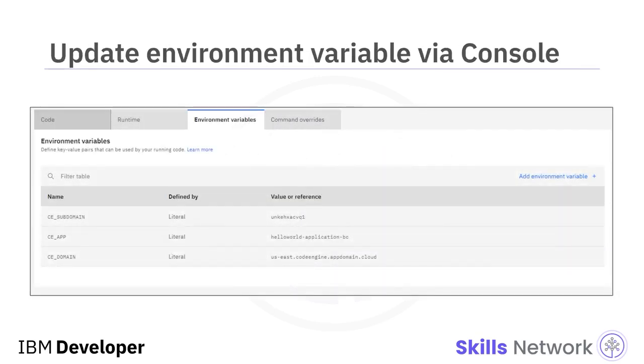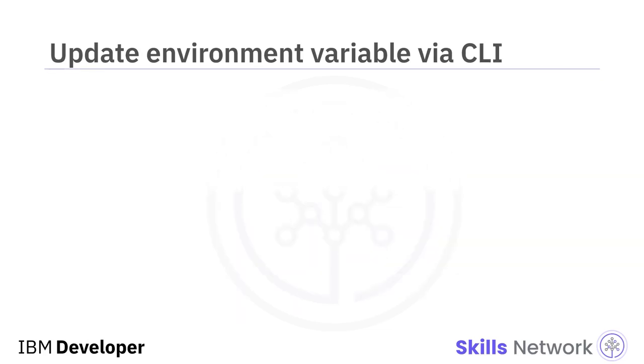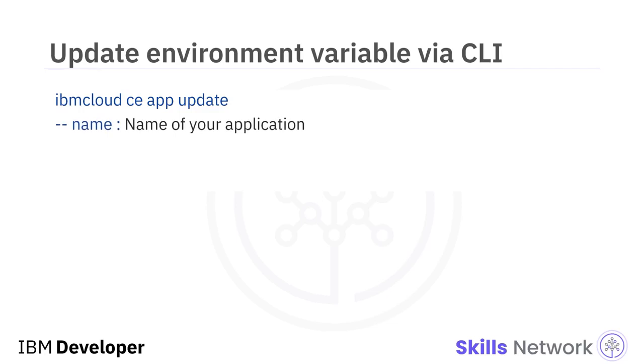On your application console page, if you click the Environment Variables tab, you can find all the environment variables. To add or update an environment variable, you can click the Add Environment Variable button. Alternatively, if you prefer the command line interface or IBM Cloud CLI, the main command to add or update an environment variable is ibmcloud ce app update with two main arguments: the name of your application and the name and value of your environment variable.